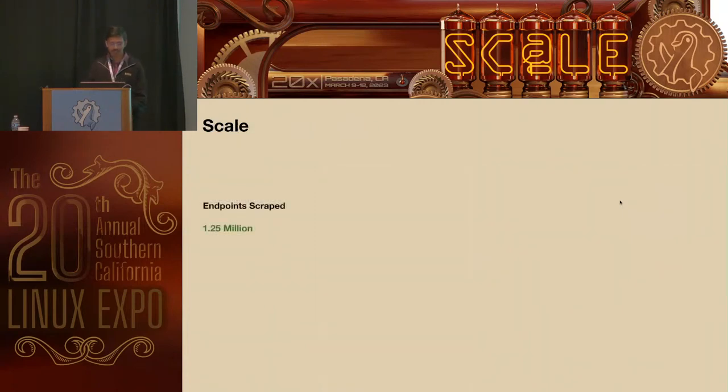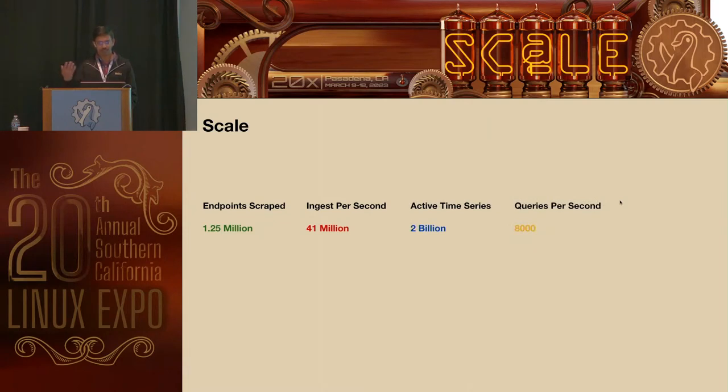The scale at which we run, we have, at any given point in time, 1.25 million Prometheus endpoints that are being scraped. We ingest around 41 million time series per second into the platform. 2 billion active time series that is stored. Roughly 8,000 queries per second, serving all the recording rules and alerts that are there. And we provide 1 year worth of raw metric retention for every tenant that's ingesting metrics.